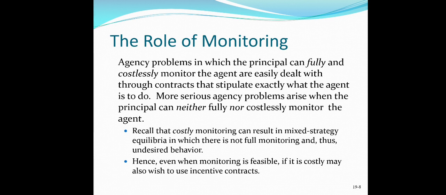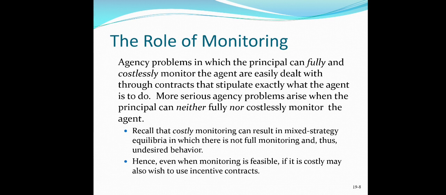So these are two points of explanation here. Recall that costly monitoring can result in mixed strategy equilibria in which there is not full monitoring and thus undesired behavior. Hence, even when monitoring is feasible, it is costly, so the principal may also wish to use an incentive contract. Another thing that the principal can use is monitoring. They use a mechanism to monitor the behavior of the agent, so that the agent always works according to what the principal wants.